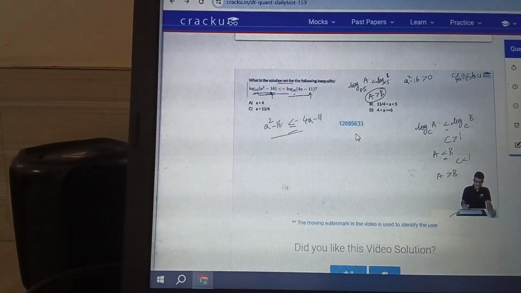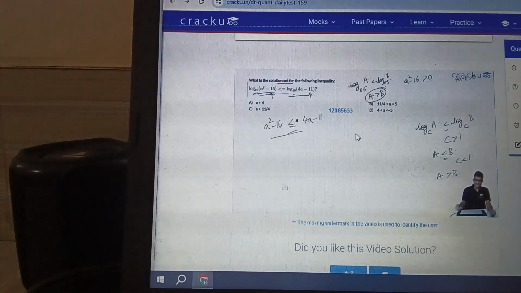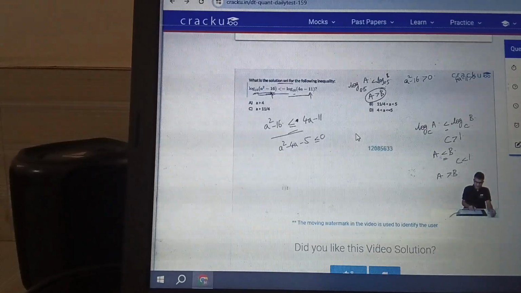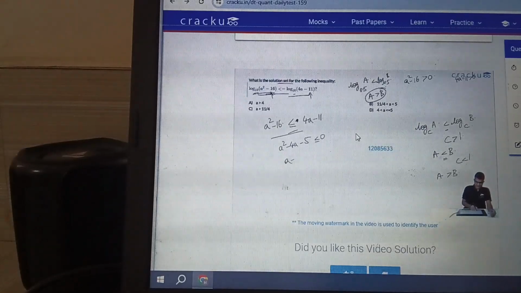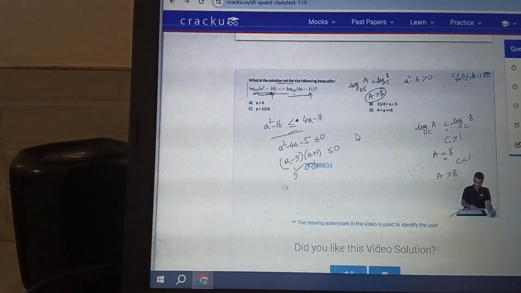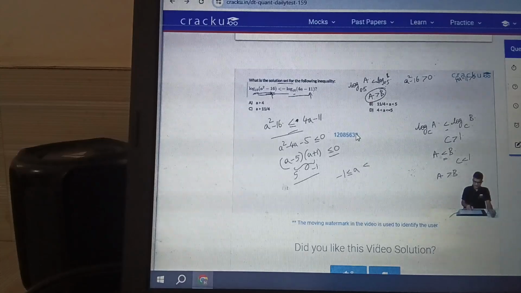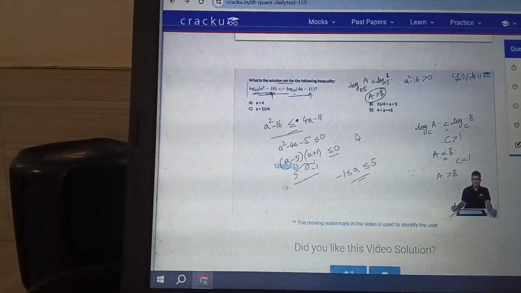Anyway, here this is the inequality that we have, that a square minus 16 is less than or equal to 4a minus 11. So a square minus 4a minus 5 is less than or equal to 0. This would imply that a minus 5 into a plus 1 is less than or equal to 0. This is a quadratic equation. The roots of the quadratic equation are minus 1 and 5. As the product is less than or equal to 0, this would imply that a has to lie between minus 1 and 5. This is the solution set if you are going just with the basis of the given logarithm.